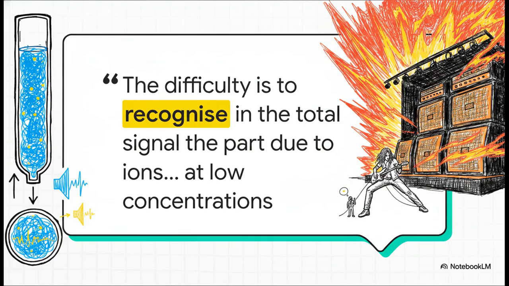Let's look at this quote directly from our source material. The difficulty is to recognize in the total signal the part due to ions or ionic substances present in the sample at very low concentrations.